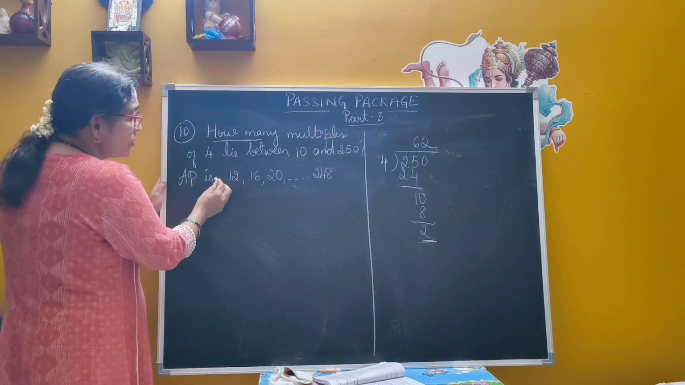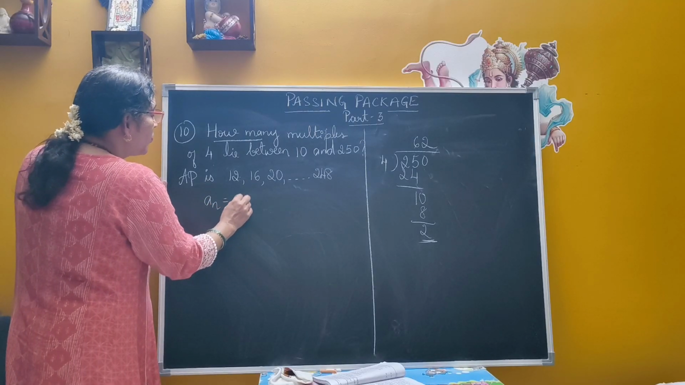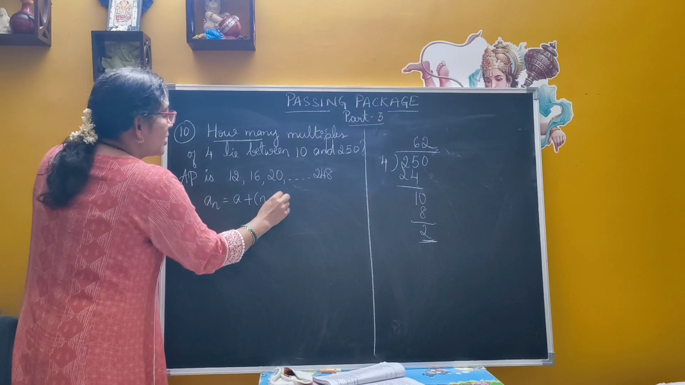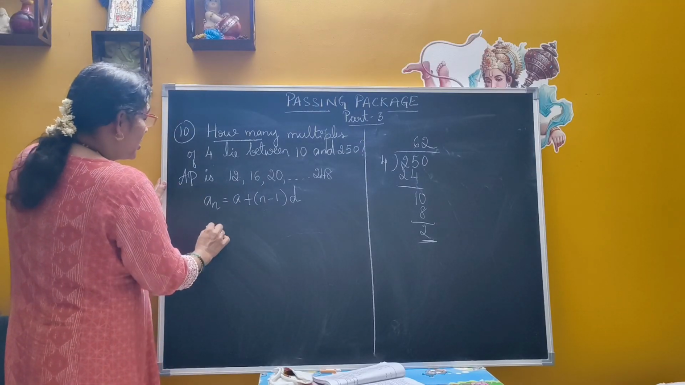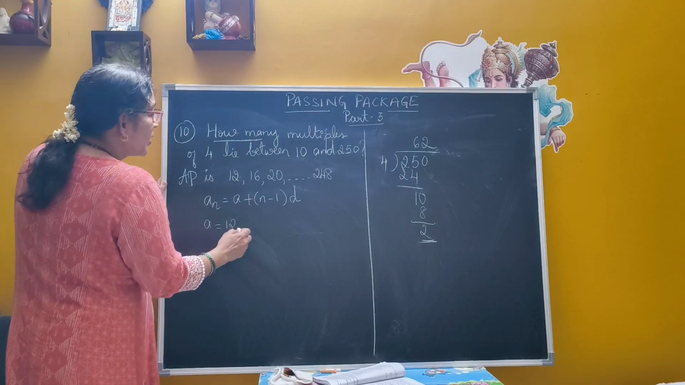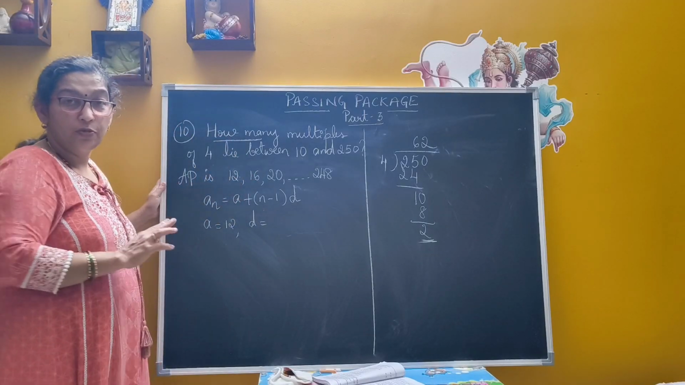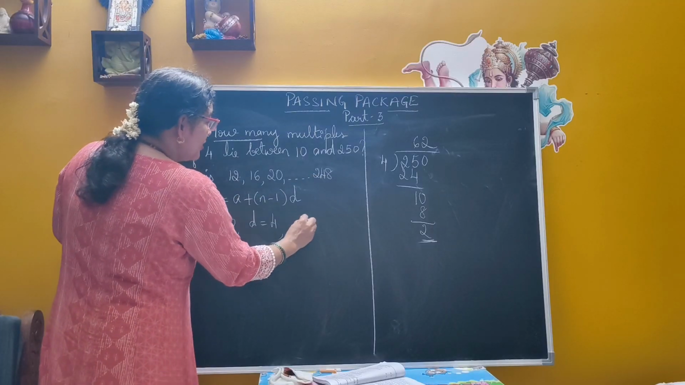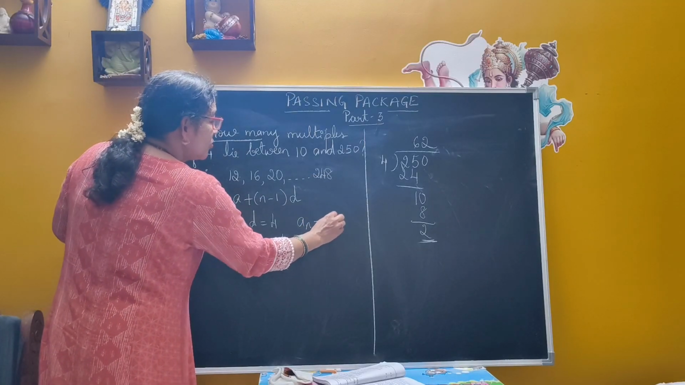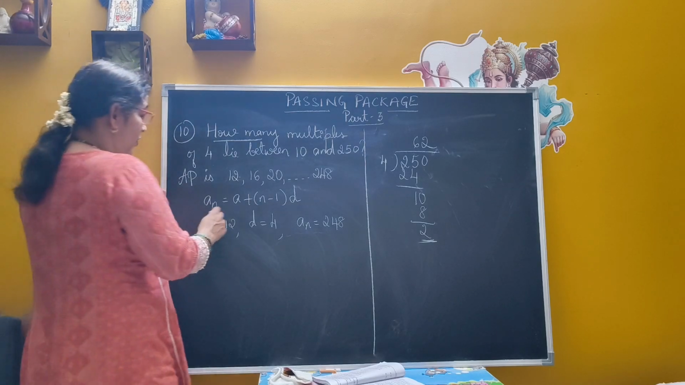So let us use the formula. The formula is a_n is equal to a plus (n minus 1) into d. What is a? Here a is equal to 12. What is the common difference? All are multiples of 4, so the common difference d is 4. This is a_n, the last term, 248. Substitute here and find the value of n.